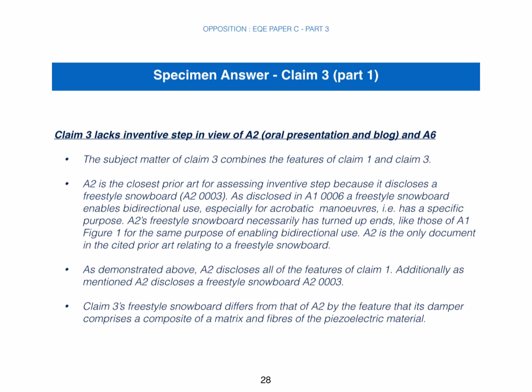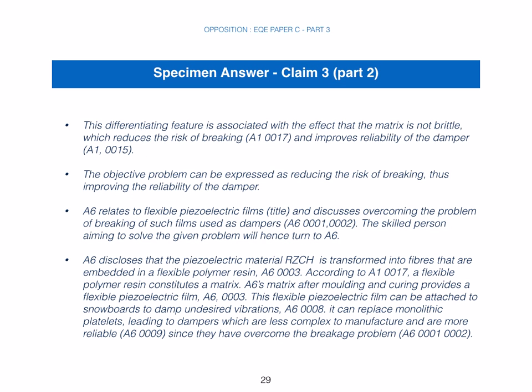We continue over with the effect of the differentiating feature. This differentiating feature is associated with the effect that the matrix is not brittle, which reduces the risk of breaking, A1 paragraph 17, and improves reliability of the damper, A1 paragraph 15. The objective problem can be expressed as reducing the risk of breaking, thus improving the reliability of the damper.